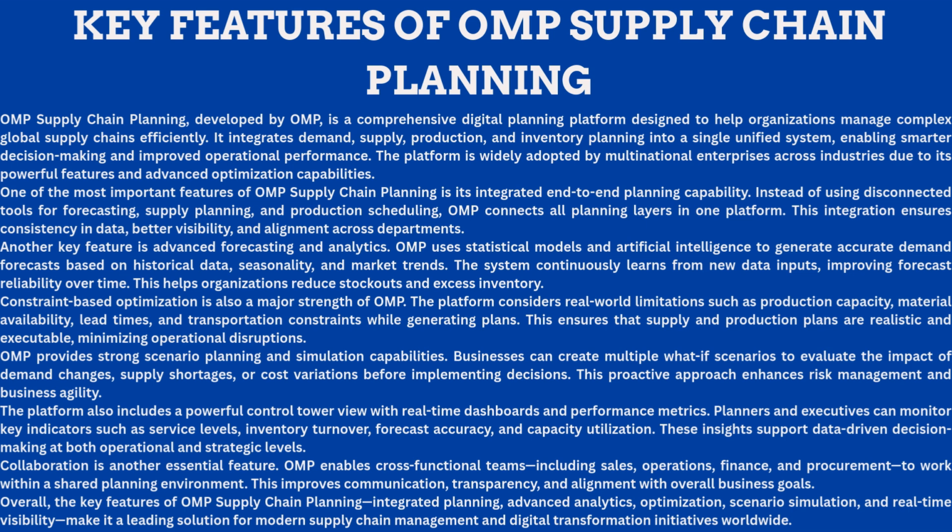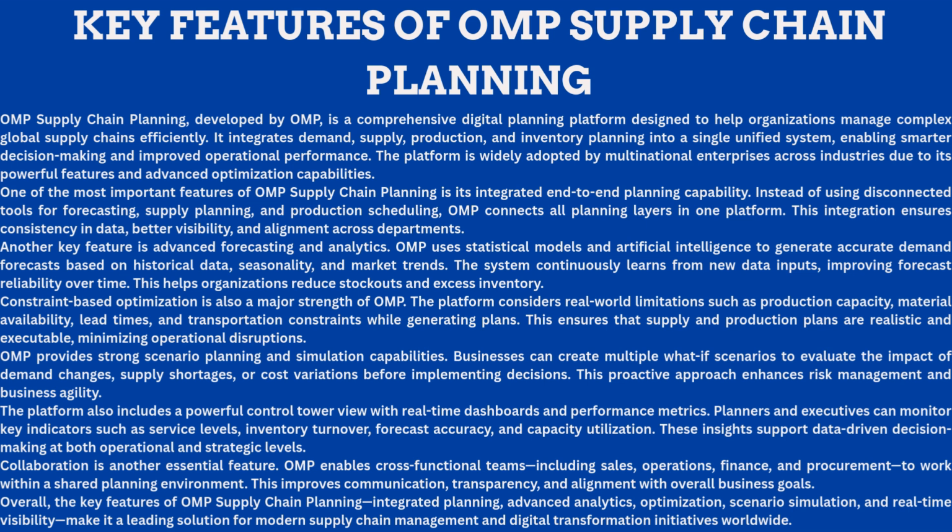OMP Supply Chain Planning, developed by OMP, is a comprehensive digital planning platform designed to help organizations manage complex global supply chains efficiently. It integrates demand, supply, production, and inventory planning into a single unified system, enabling smarter decision-making and improved operational performance. The platform is widely adopted by multinational enterprises across industries due to its powerful features and advanced optimization capabilities.